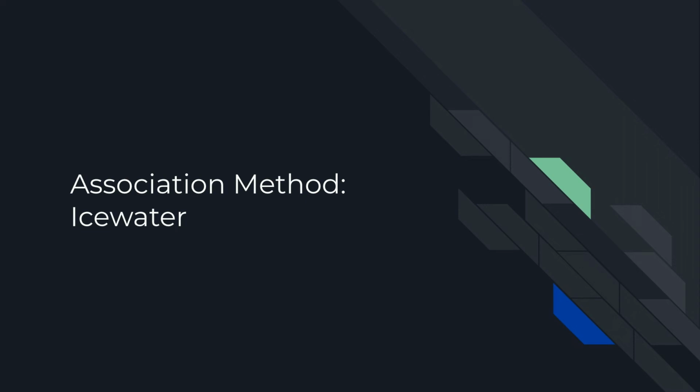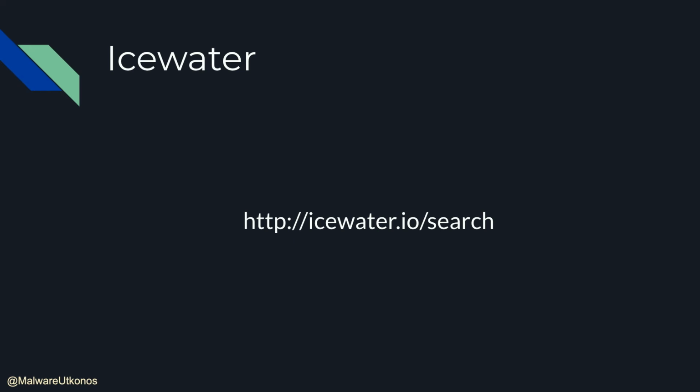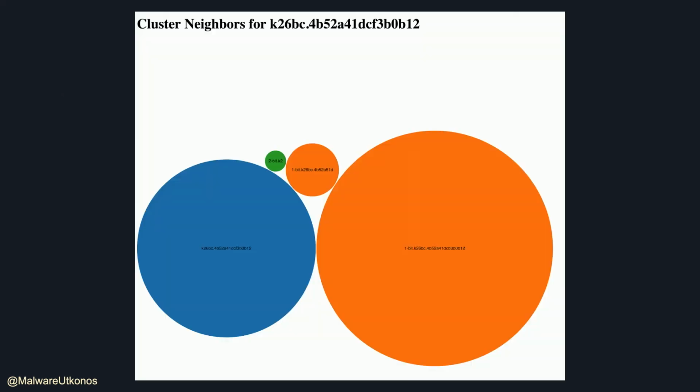The next association method is Icewater. This is a clusterization algorithm. You can go to icewater.io/search, and what it gives you is clusters that are related using the methodology that this algorithm uses. You'll get a cluster, and then you'll have cluster neighbors. These cluster neighbors are either 1 or 2 bits different from the cluster that you're looking at. For each of the files, you can drill down into the cluster and see a visual representation of the file. You can see how many members it has and some other valuable information.